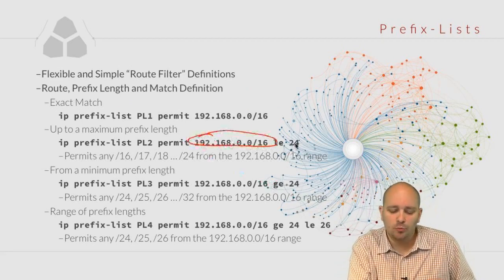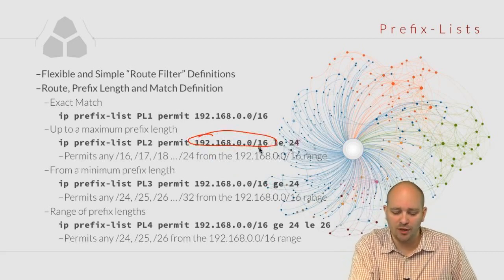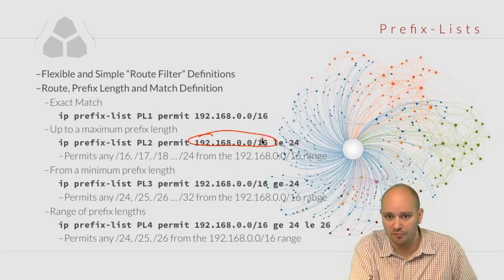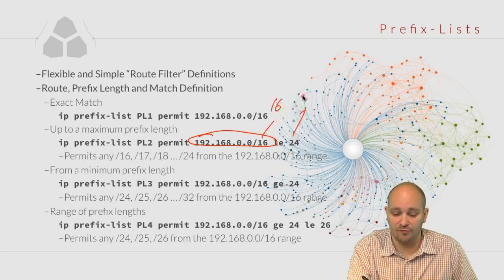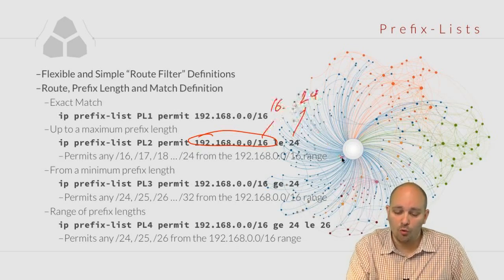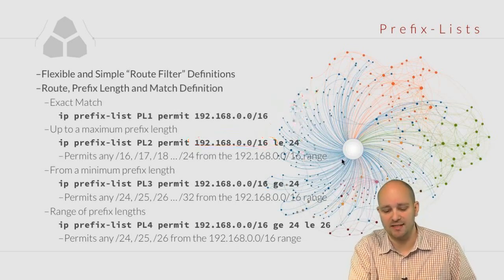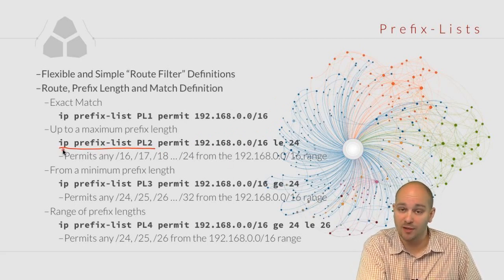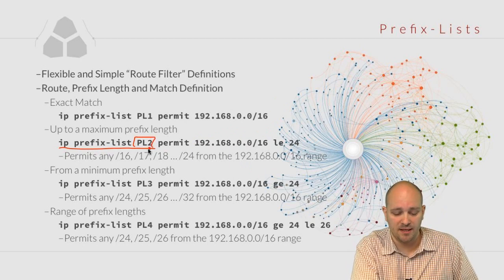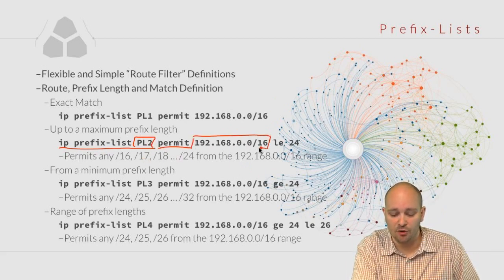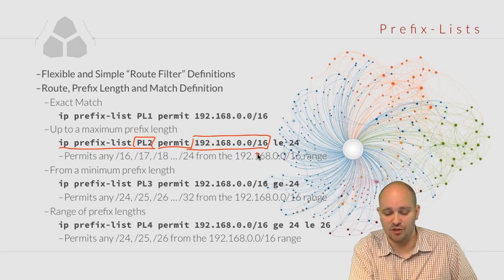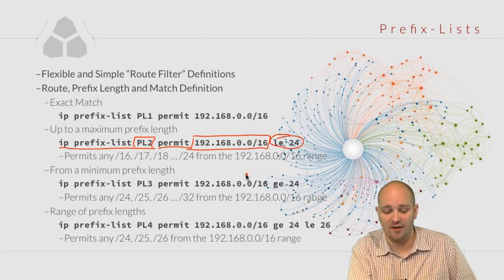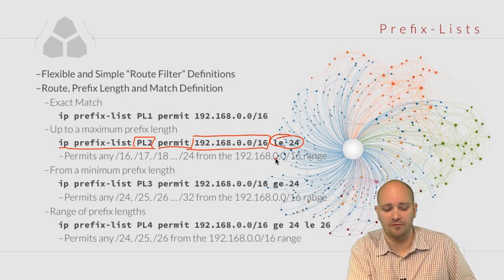But let's say that what we wanted to do is match the routes from 192.168.0.0/16, but we didn't want to allow all the routes. We wanted to allow only those routes that have a range of prefix lengths from /16 to, say, /24. So we want to allow only those prefixes that fit into this category. If we wanted to do this, this would be a prefix list that we would use. We can see here ip prefix-list PL2, so we are just giving it a name. We are permitting prefixes from the range 192.168.0.0/16, and here we have an operator, le 24.